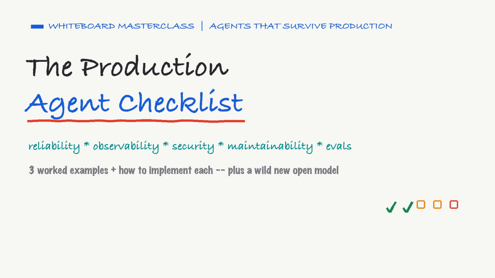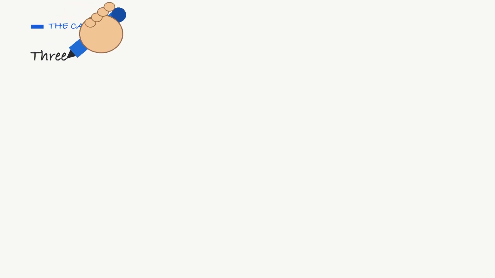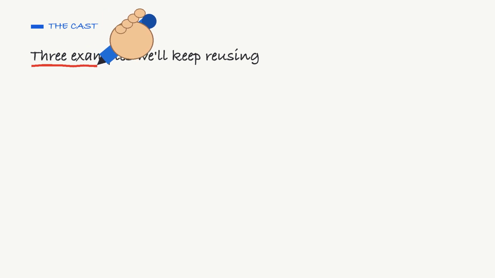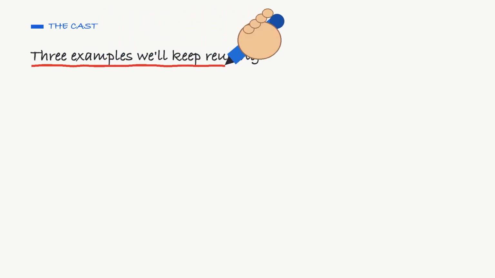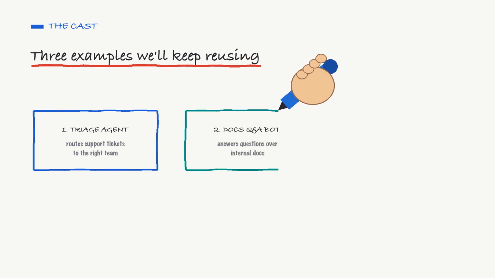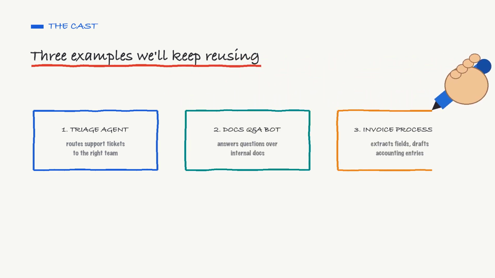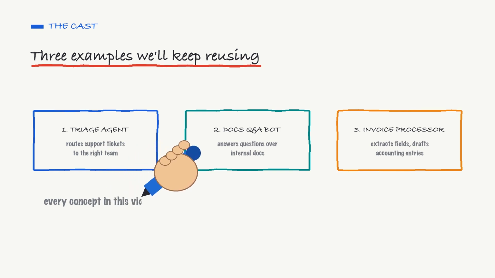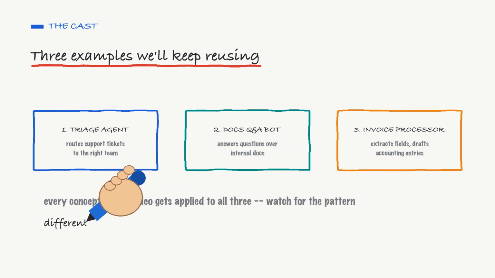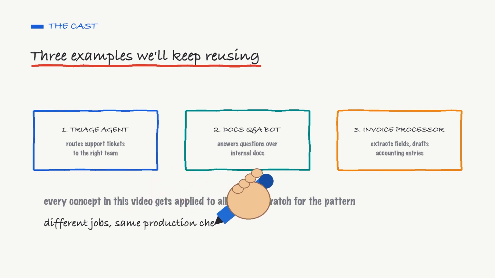Let's dive in. To keep this practical, we'll apply every single concept to three example agents. One, a triage agent that routes support tickets to the right team. Two, a docs Q&A bot that answers questions over internal documentation. Three, an invoice processor that extracts fields and drafts accounting entries. Different jobs, wildly different risks, same production checklist.